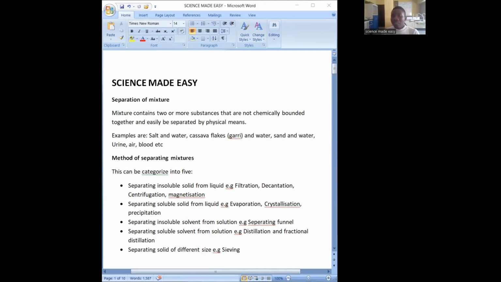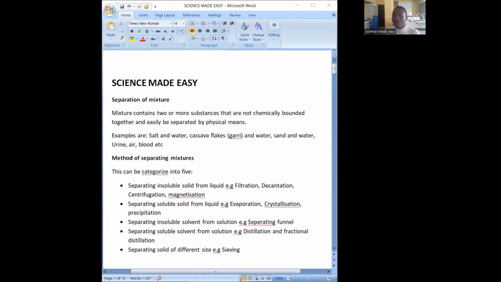For example, if we have two or more substances together, those substances can be separated by a physical method. That is what we call a mixture. For example, if you add garri and water together, that is a mixture. That will become garri solution. If I add salt and water together, it becomes a mixture. If I add salt, garri and sand together, they have become a mixture. So a mixture just means adding two or more things together.